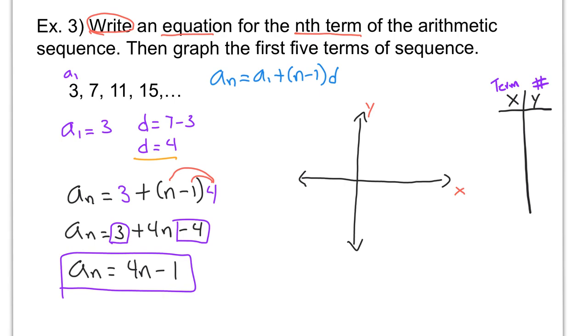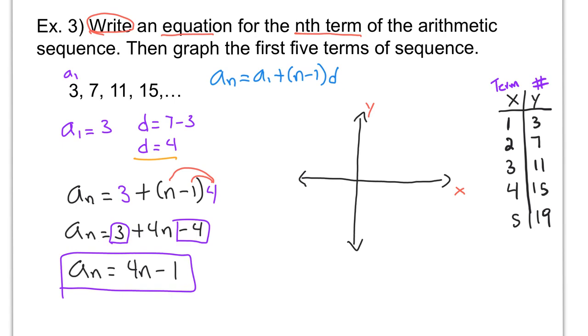Now in this specific sequence, my first term is 3. So I'm going to put first term 1 is 3. My second term is 7. My third term is 11. My fourth term is 15. Notice that these numbers right here are the actual numbers from the sequence. Those are going to be my y values. So we have a 3, 7, 11, 15. I know my common difference is 4, so my next term, my 5th term, is going to be 19. So let me put 5 here and a 19 over here.